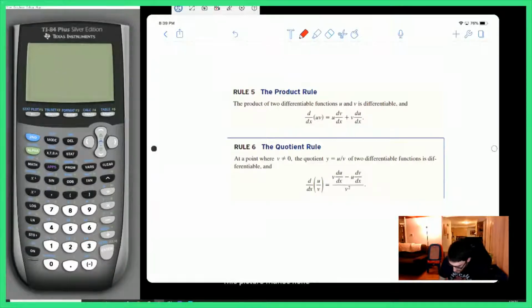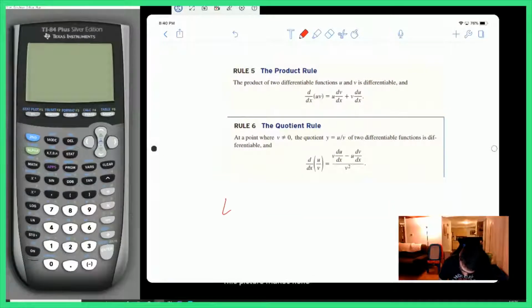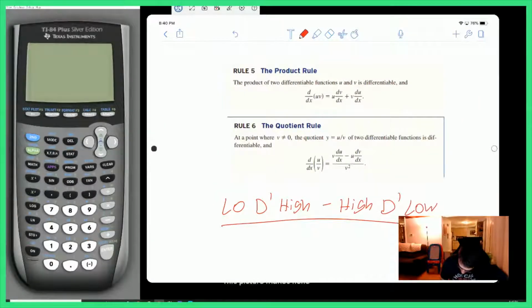And of course, you've got your quotient rule, which I always say low d high minus high d low all over low squared. And that's, of course, the low being the bottom function, d being the derivative, and high being the top function. And that's your quotient rule.